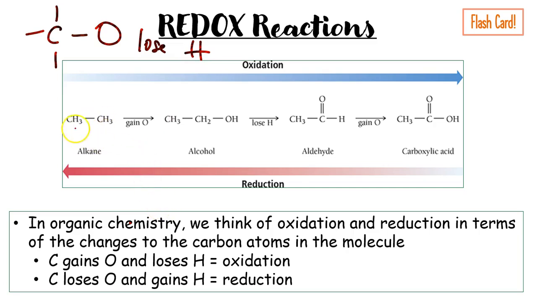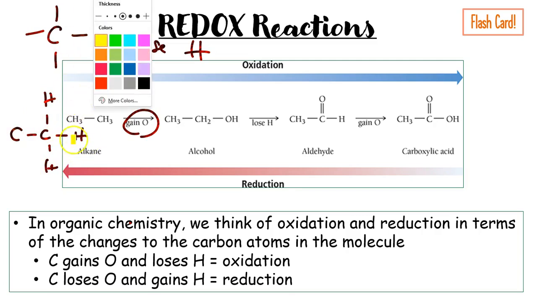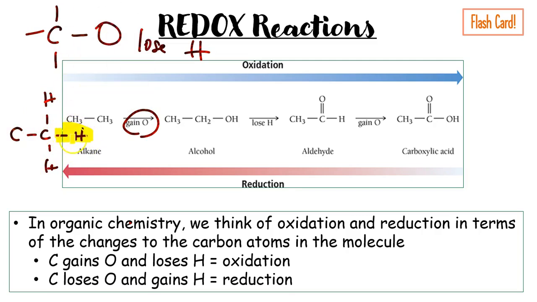So let's talk about that. Here we have an alkane. As you can see, this is just a plain old ethane. If it was to gain an oxygen, that means this carbon here, which is attached to this hydrogen, attached to this hydrogen here, attached to this. If this hydrogen here is lost and replaced with an oxygen, you now have C-O-H, H, H, and of course still attached to that carbon.